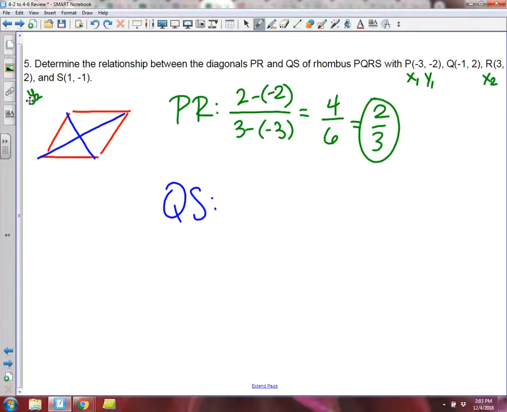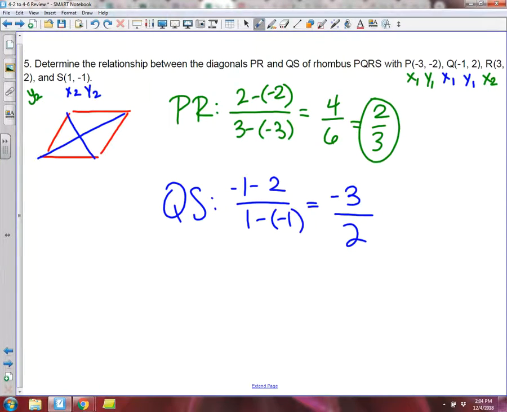All right, so let's do our other diagonal. Now, the next one is QS. So I'm going to label it again, X1, Y1, and X2, Y2. Whenever you're ready, I need somebody to tell me what my Y2 minus Y1 is. 1 minus -1. Is that okay, Tyler? All right, what do I get in my numerator, folks? -3 over 2. Perfect. So tell me, are they parallel? They don't have the same slopes, do they? Are they perpendicular? Because they have opposite reciprocals. So these would be perpendicular.